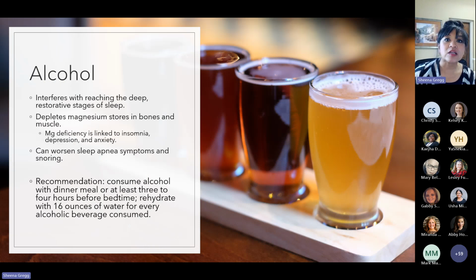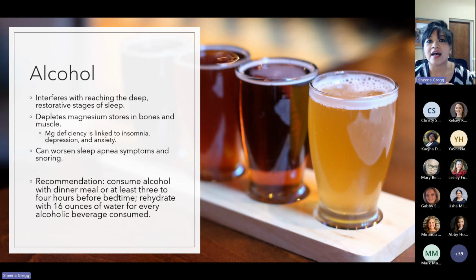Okay, let's talk a little bit about alcohol. So the thing about alcohol, it's going to cause that drowsiness that can make it easy to initially fall asleep. But when we're really thinking about your overall sleep cycle and sleep quality, it's going to really affect us being able to reach the deep restorative stages of sleep.